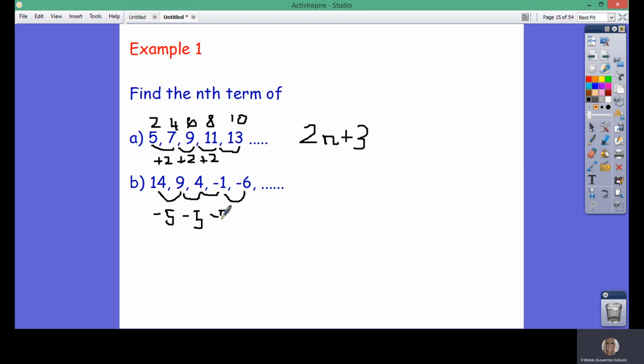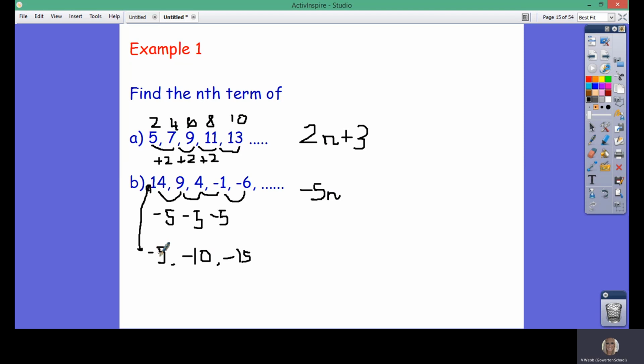So minus 5 every time. Now, that's the gap. So that is what I write down in front of the n. So my rule has got something to do with minus 5n. So minus 5n would actually give me the minus 5 times table. Minus 5, minus 10, minus 15, and so on. So if we look and see, what do I have to do from the number in the sequence? I should say from minus 5 to the number in the sequence.